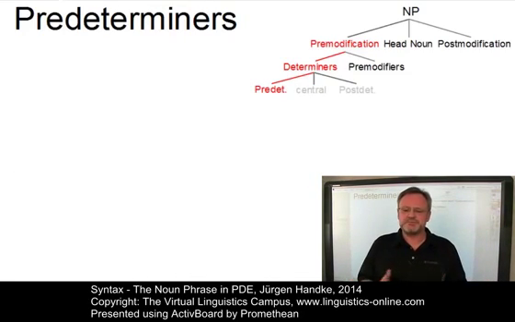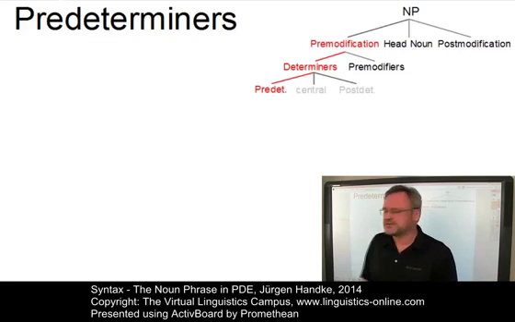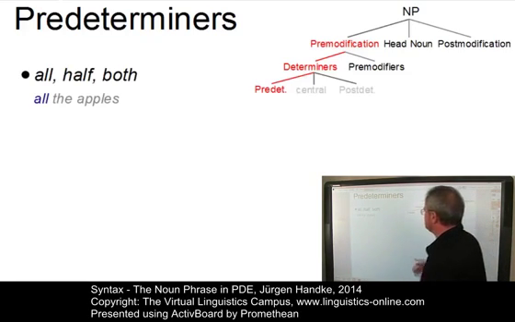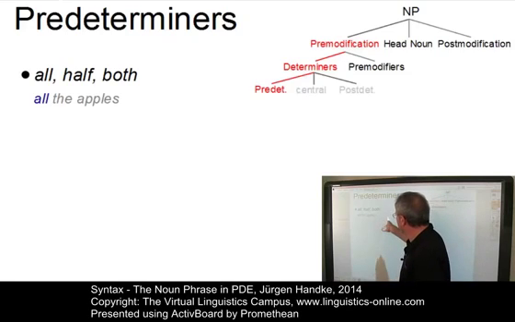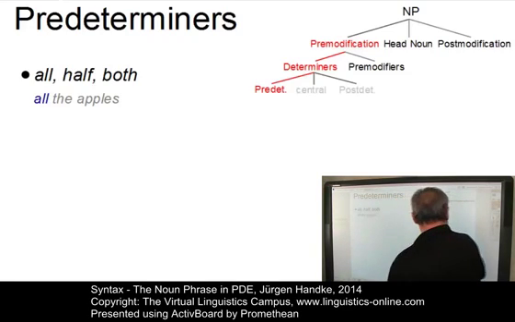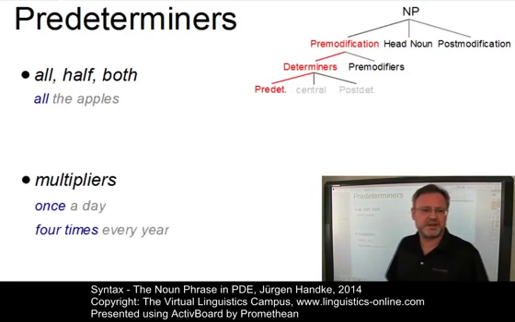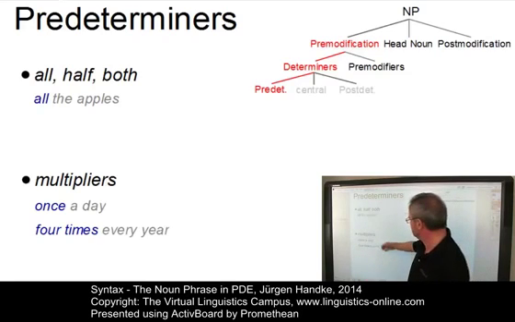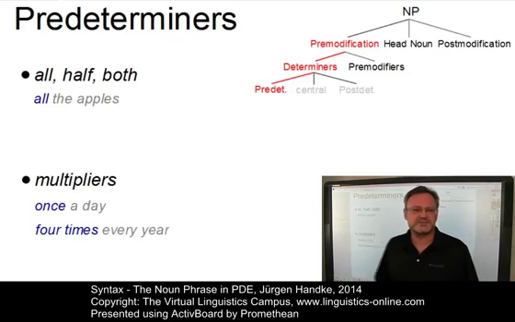Predeterminers form a class where the members are mutually exclusive and precede those central determiners with which they can co-occur. We can distinguish 2 subsets. The first subset contains elements such as all, half, both, and so on, as in all the apples. And the second set contains multipliers such as twice, double, once, etc. So we have examples once a day, 4 times every year.